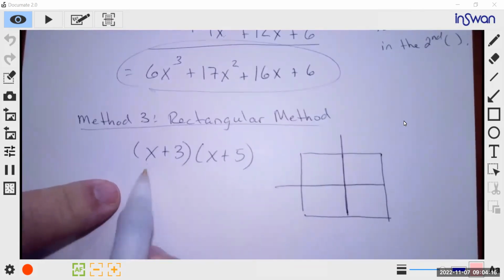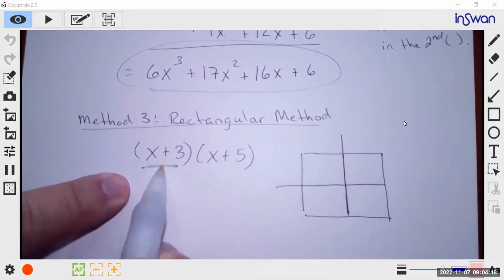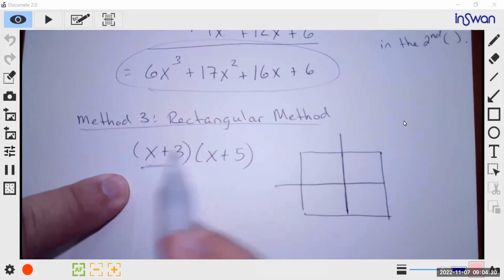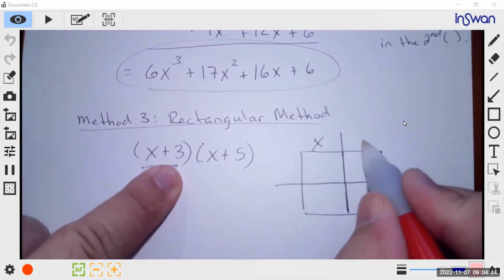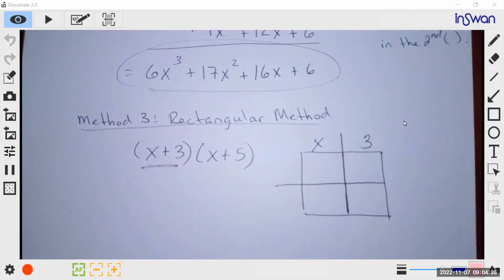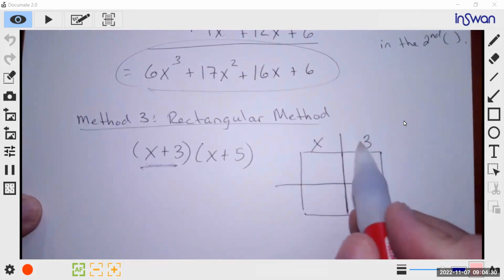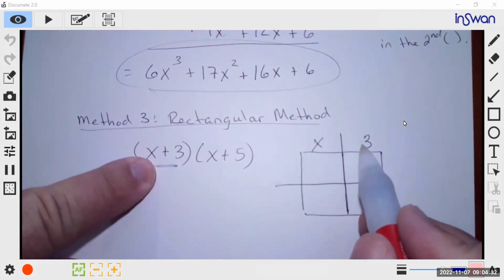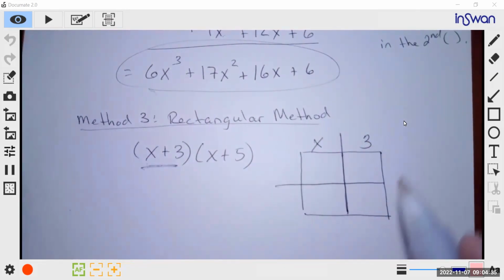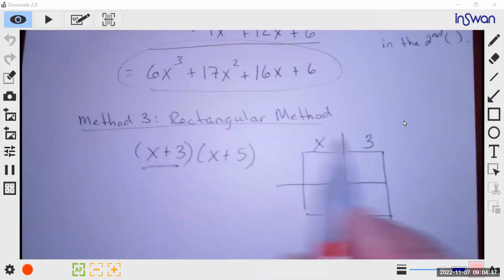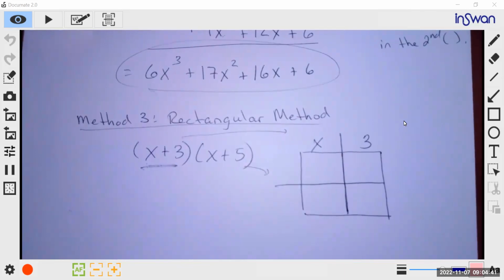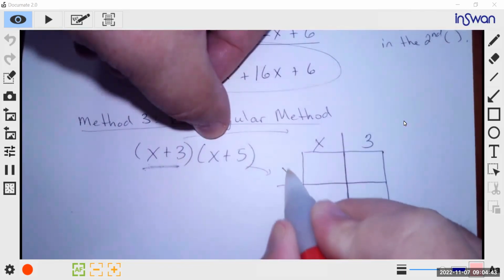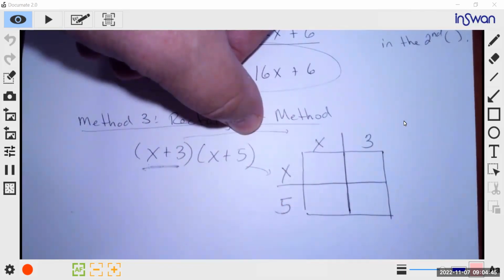All right, so let's look at this first parenthesis. That one goes up here. So it's x and then 3. If it was a negative, if it was a -3, I'd put a -3 up here. Since it's positive, nothing changes. So that one goes up there. So this one goes down here. X is the first term and 5 is the second.